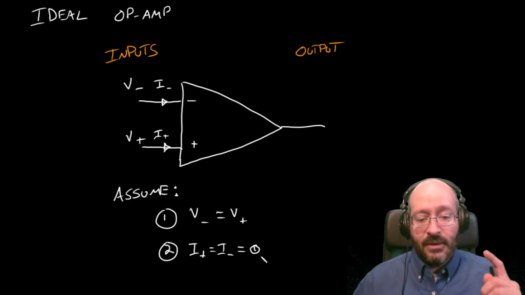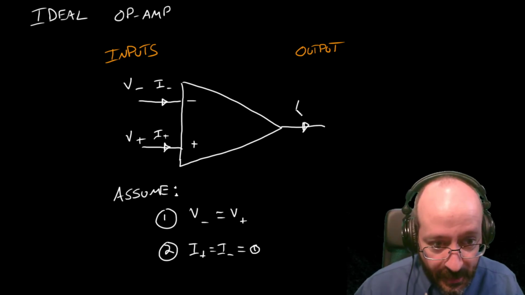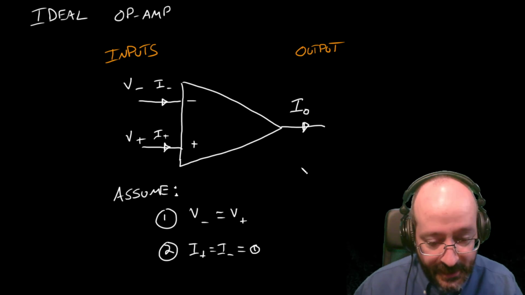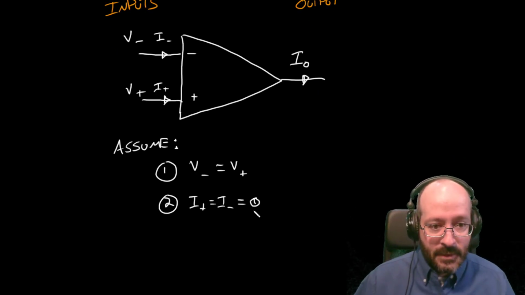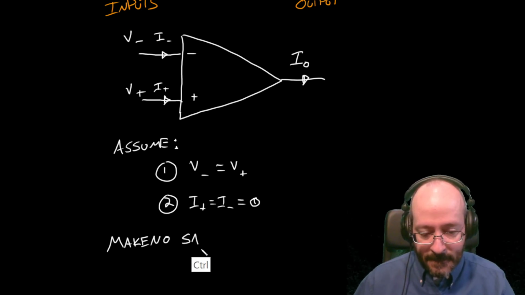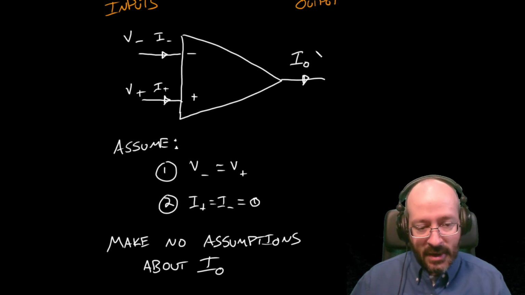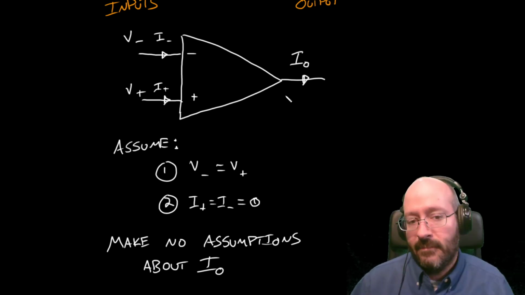All right. Here's what to avoid. This current, there actually is some current there. We can call that I out. And we can't make assumptions about that current. Make no assumptions about I out. On the output, there is some current flowing in or out of it.